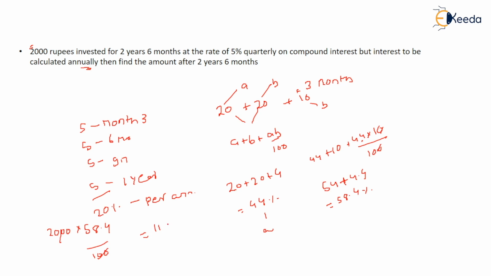This comes out to be 1168. And what is asked of you? Find the amount. So this is the compound interest that you found. What you have to find out is the amount. So the amount will be what? The addition of compound interest plus the principal that you invested. So 2000 plus 1168. This comes out to be how much? 3168. Meaning after 2 years and 6 months, the person will get how much amount? That is 3168 rupees. Okay, let's solve the next question.